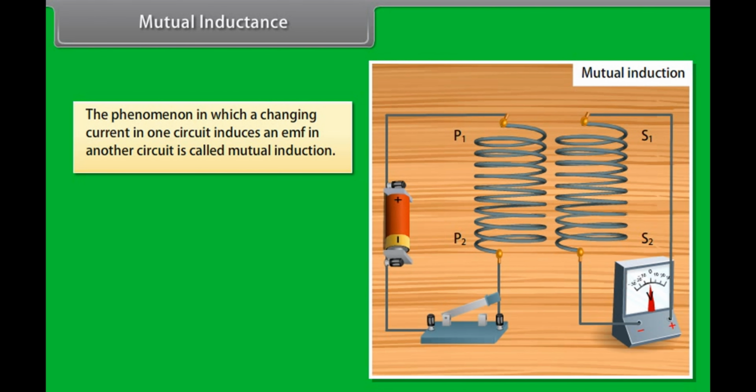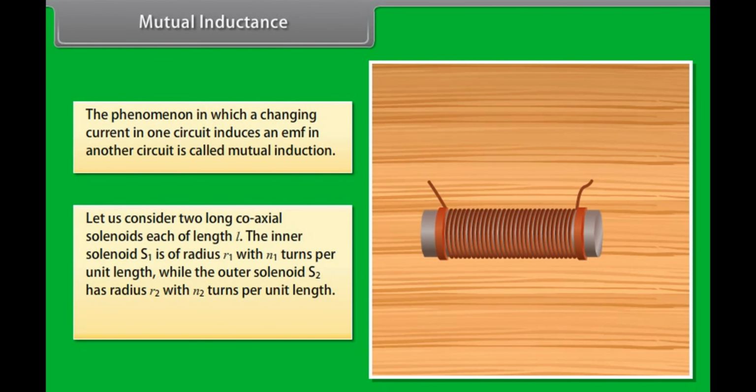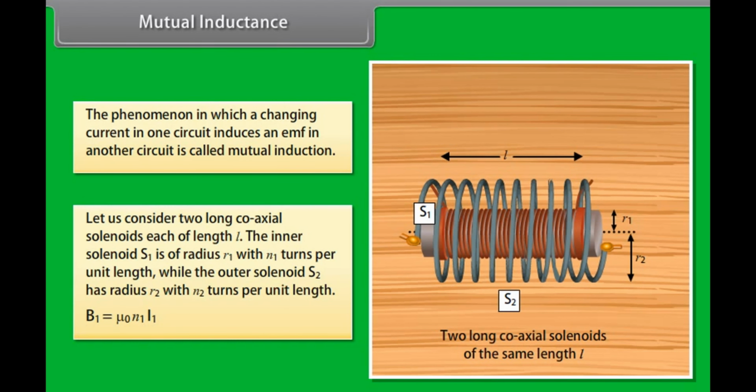Mutual inductance. The phenomenon in which a changing current in one circuit induces an EMF in another circuit is called mutual induction. Let us consider two long coaxial solenoids, each of length L. The inner solenoid S1 is of radius R1 with N1 turns per unit length, while the outer solenoid S2 has radius R2 with N2 turns per unit length. B1 is equal to μ0 N1 I1.